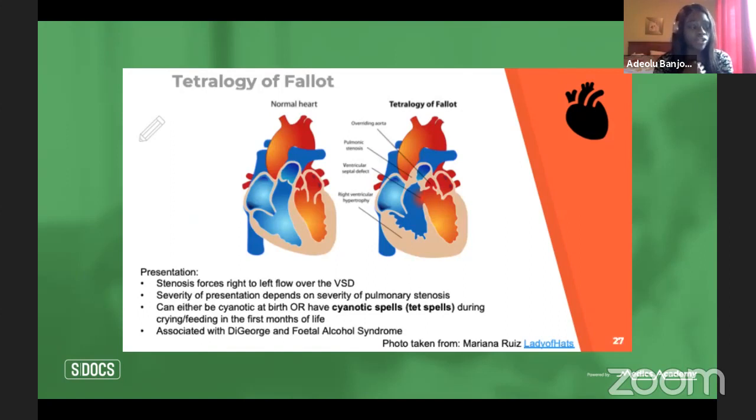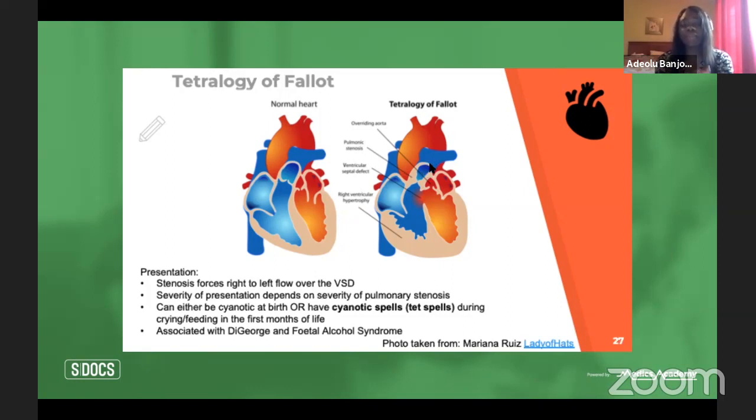So the presentation of a tetralogy of Fallot is that the stenosis of the pulmonary trunk causes right to left flow over the ventricular septal defect. So right here is the right side of the heart, and here is the left side of the heart. And because of the stenosis of the pulmonary artery, this causes there to be increased pressure on the right side versus the left side, which will cause deoxygenated blood flowing directly to the left side of the heart and to the body. So the severity of this disease is directly dependent on how stenosed this pulmonary trunk is.